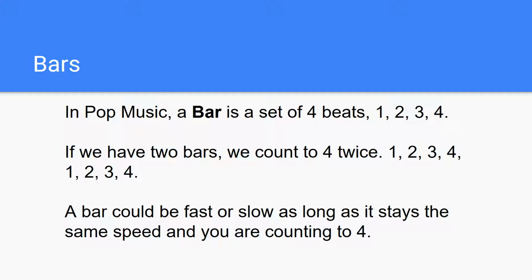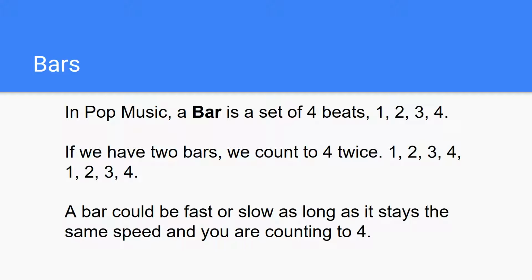In pop music, a bar is a set of 4 beats. 1, 2, 3, 4. If we have 2 bars, we count to 4 twice. 1, 2, 3, 4, 1, 2, 3, 4. A bar can be fast or slow as long as it stays the same speed and you're counting to 4. So it could be fast or slow, but always counting to 4. This helps us when we're choosing chords for our bars, which we'll get onto in just a moment.